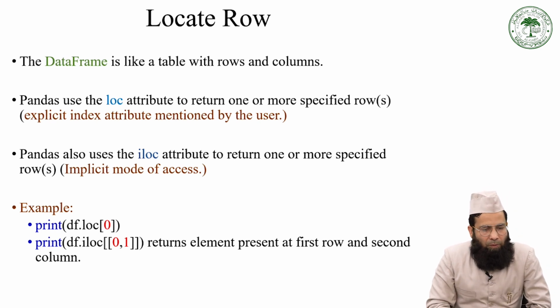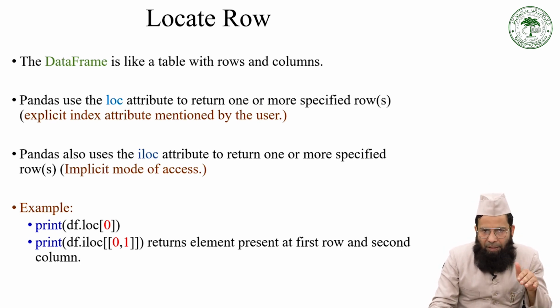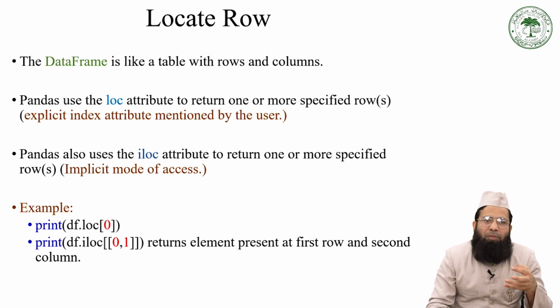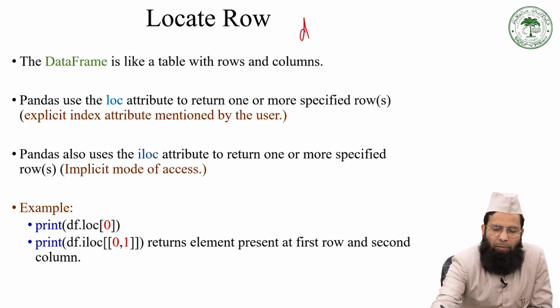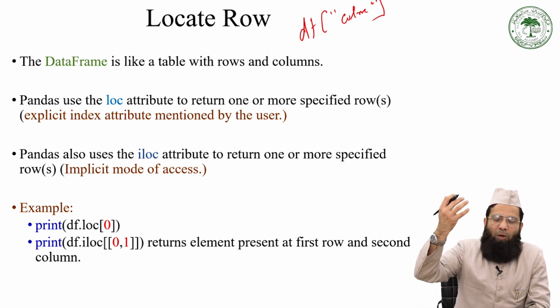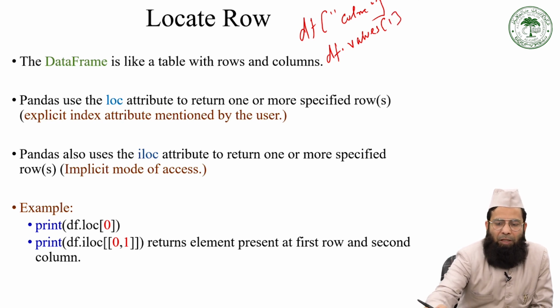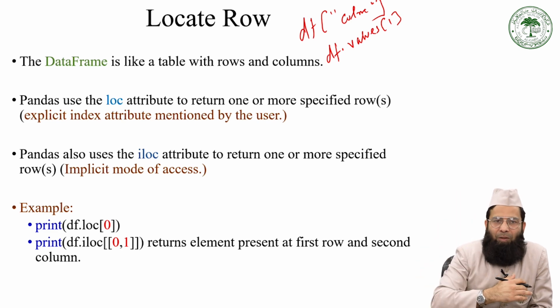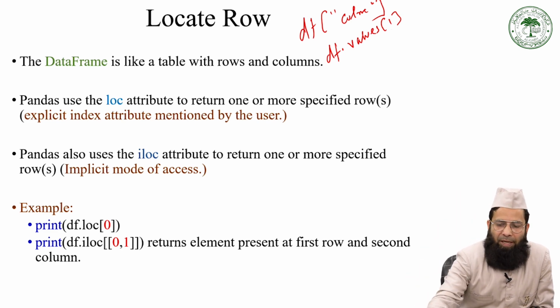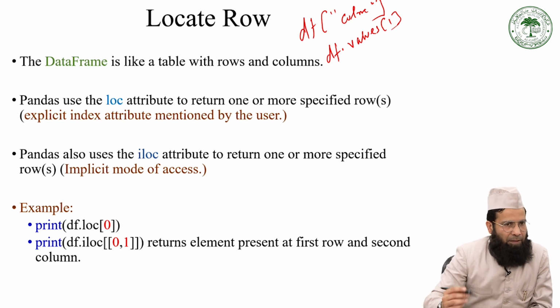Now how to locate a row? We have seen how to locate individual columns and individual rows as well as individual cell values, right? We have seen it using, let's say df is the data frame object. If I am mentioning the column name, in this way I can access an individual column. If I am mentioning df.values and then an index number, let's say 1, it would give me a single row, the second row in this case. So in this way we can access it.